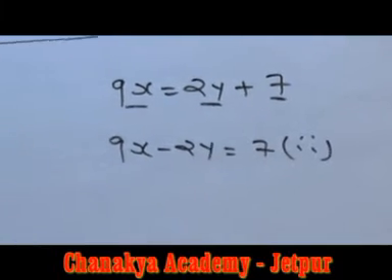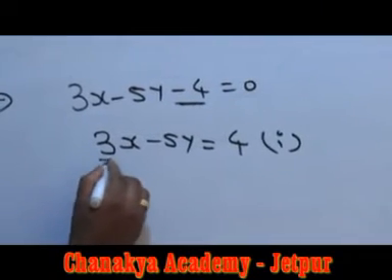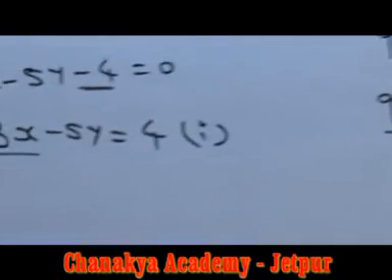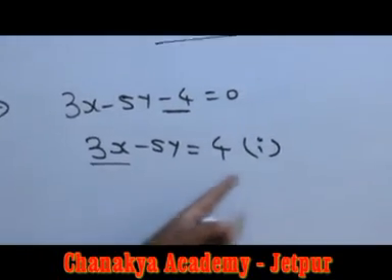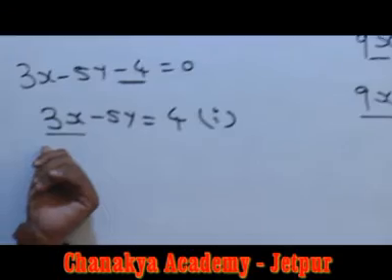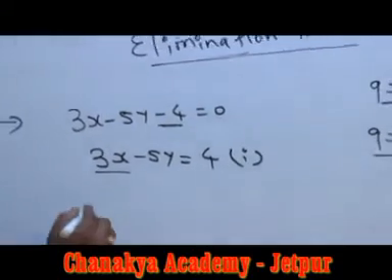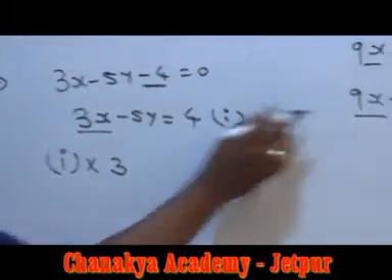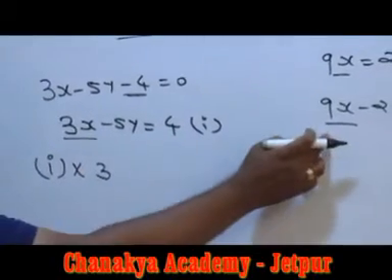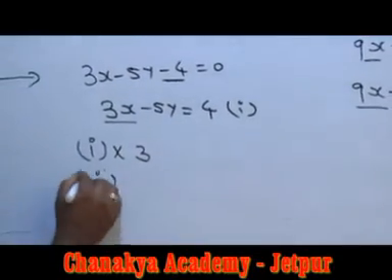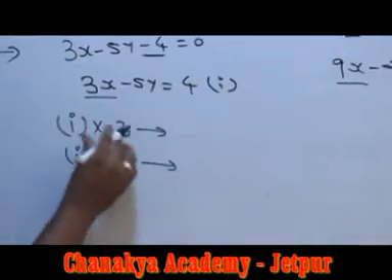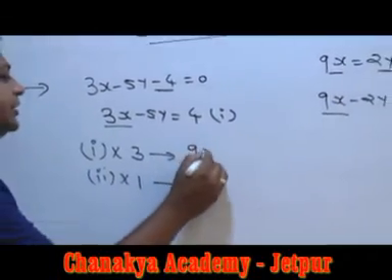Okay, now students, underlining the terms containing x, that is 3x, and in equation number 2, 9x. Now students, 3 is a factor of 9 or 9 is a multiple of 3. So we are going to multiply equation number 1 with 3 in order to obtain 9, that is 3x into 3 gives 9x, and equation 2 with 1, 9x. Okay students, 3x into 3 gives 9x.